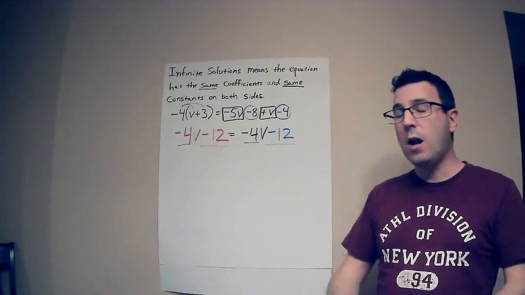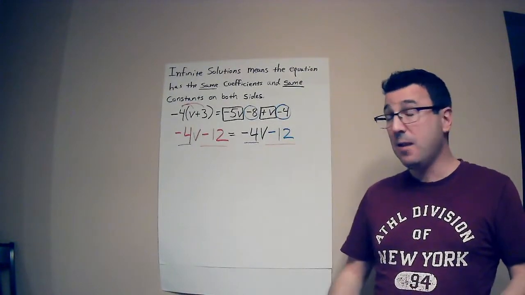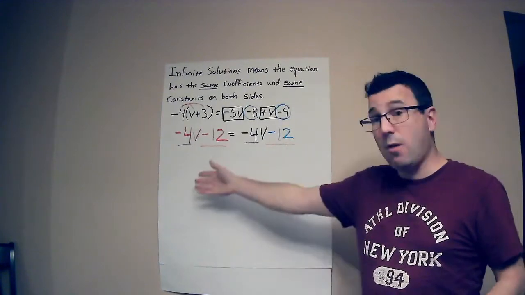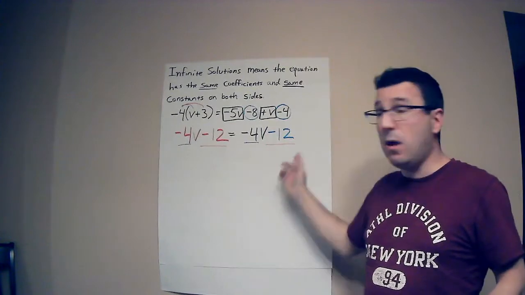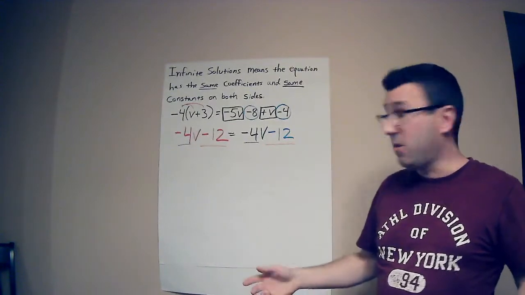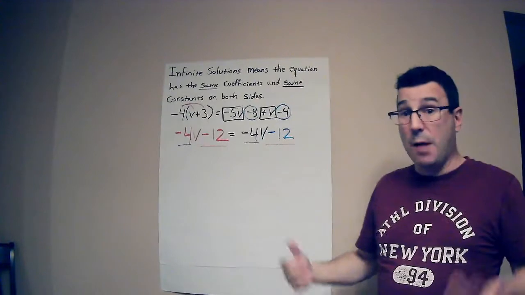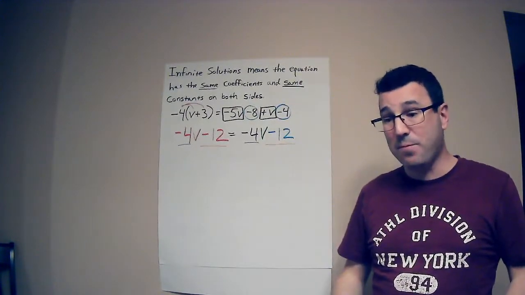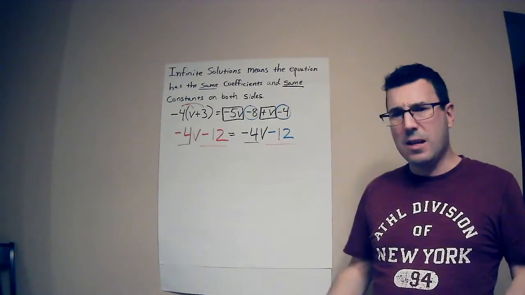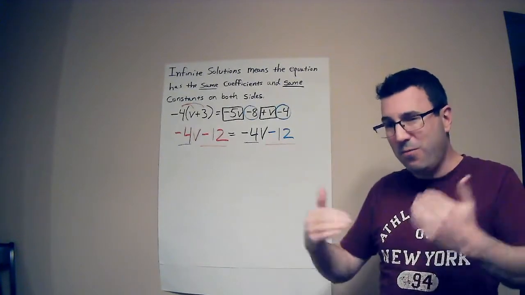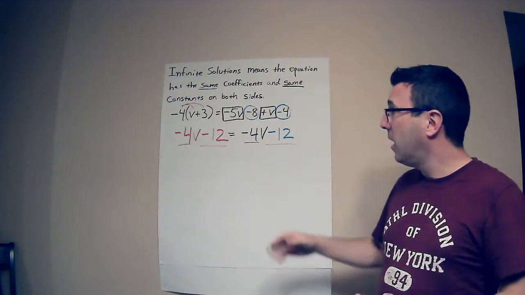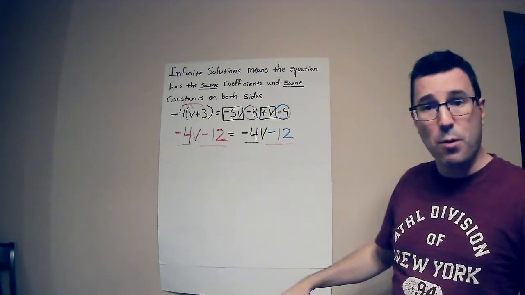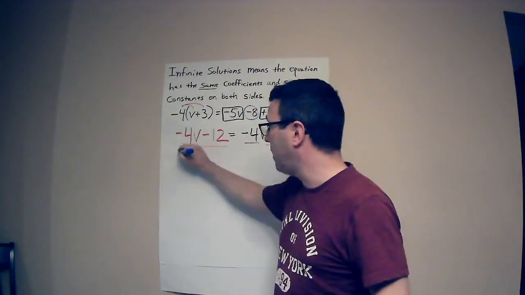So no matter what I put in for my variable v, I'm going to get the same exact thing. I put in 0, I'm going to get -12. I put in a -3, I'm going to get 0. I'm going to get the same thing every single time. Now what I can still do is try to finish solving this. So I could say, okay, let me add 4v to both sides.